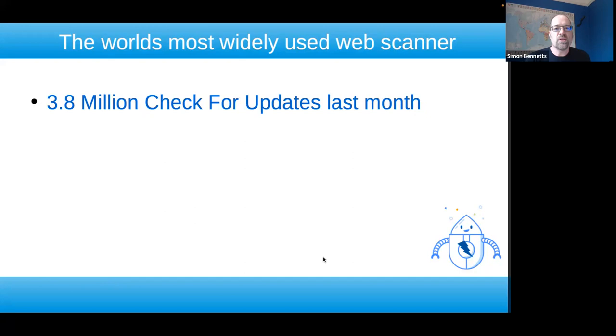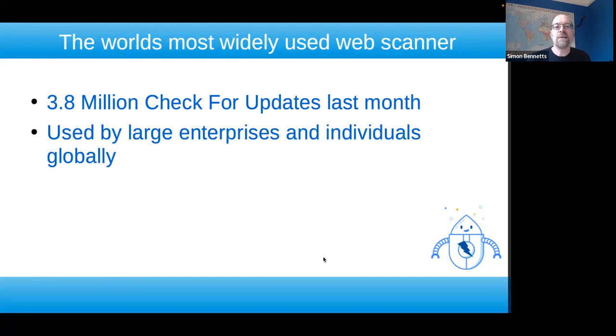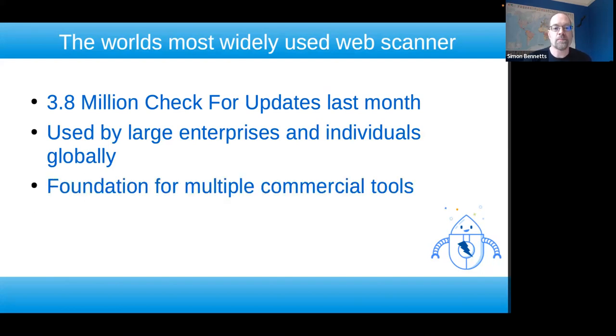Last month, we had 3.8 million check for updates in a month, which is pretty significant. We know that ZAP is used by large companies, small companies, medium companies, and individuals all over the world. It is the foundation for lots of commercial security tools. We've got the list that we know about on the website. Obviously, that includes JIT, who sponsor my work, but there are a lot of other companies who use ZAP under the hood, whether they admit to it or not.